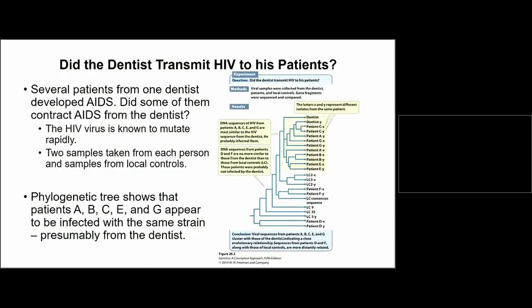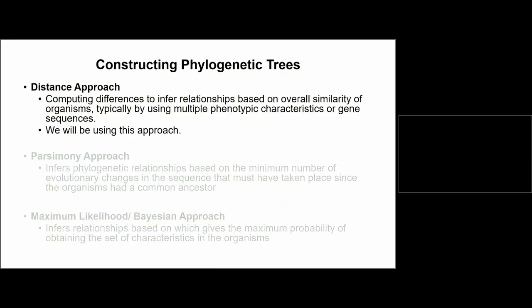So there's lots of different ways you can create these trees. If you go further in evolutionary genetics or in evolutionary biology, you may do trees in some of these other manners. We are going to focus on the distance approach. There's also the parsimony approach and the maximum likelihood or Bayesian approach. We're not going to worry about those. I just want you to know that there are other ways to do this.